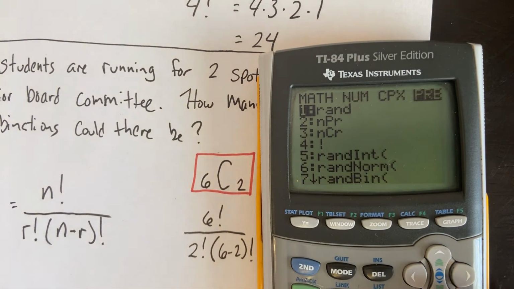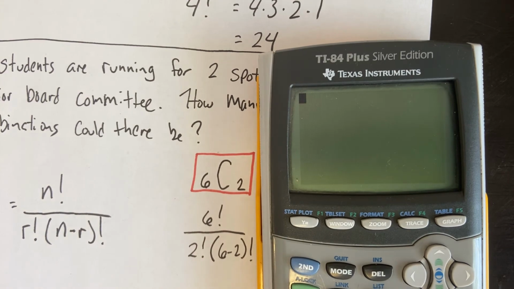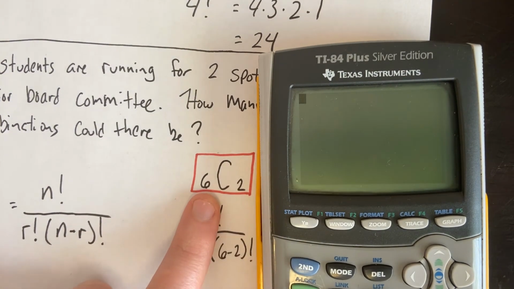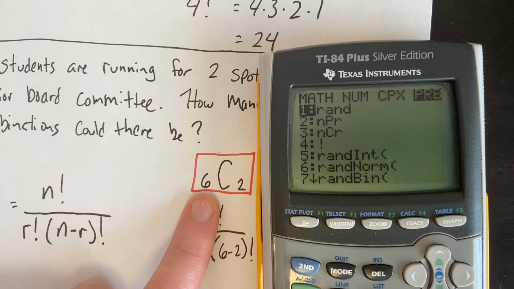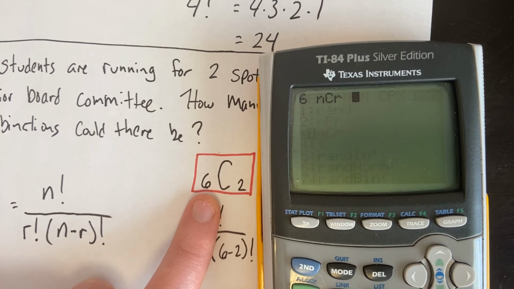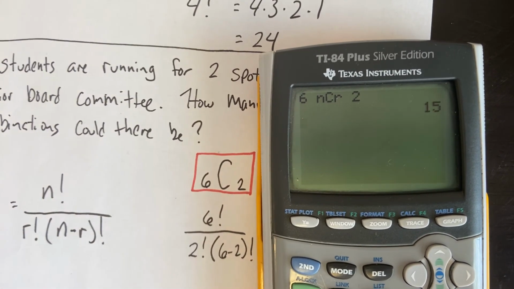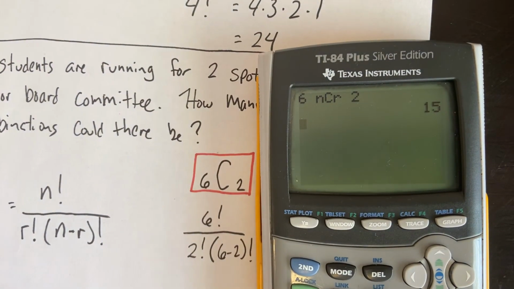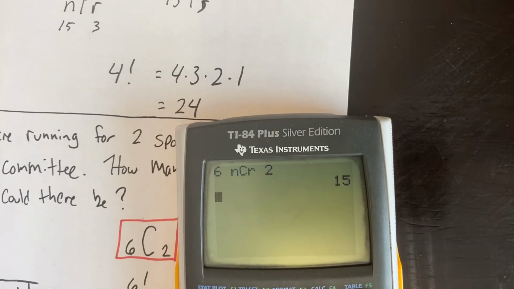Now we're in this menu. Yesterday we talked about how the second one down is a permutation. Here we need a combination. Just like yesterday, we need to put the first number in before we get there. It's a 6, because we're picking from 6 people. Then math, combination. The n is my 6, which is what we want. The r is my 2. Let's hope this comes out to be a 15. And it is.